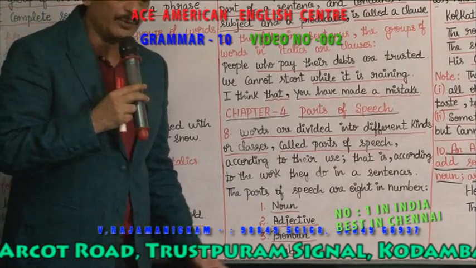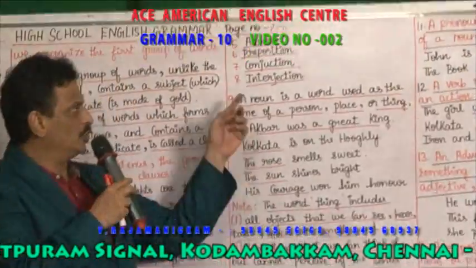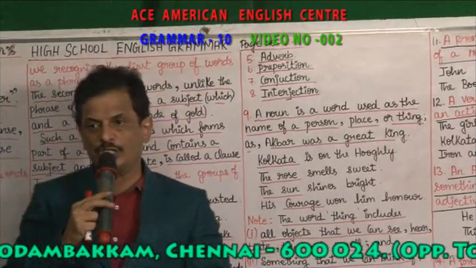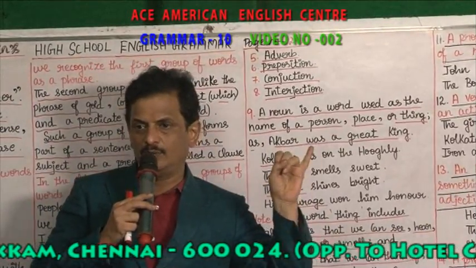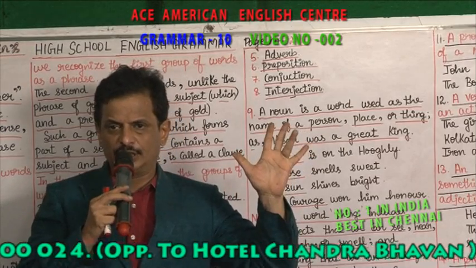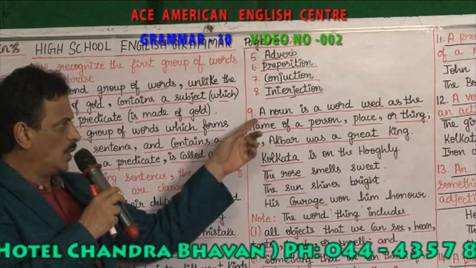Number 3, pronoun. Number 4, verb. Number 5, adverb. Number 6, preposition. Number 7, conjunction. And number 8 is interjection. Right? So, once again: noun, verb, adjective, adverb, pronoun, conjunction, interjection. There are 8 parts of speech. So, what is a noun?